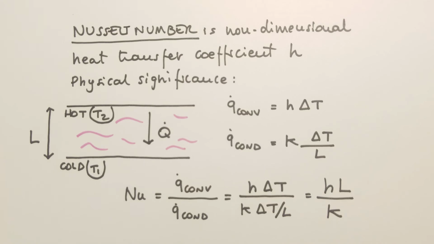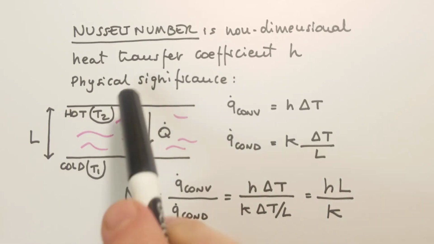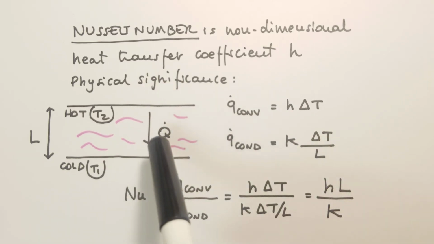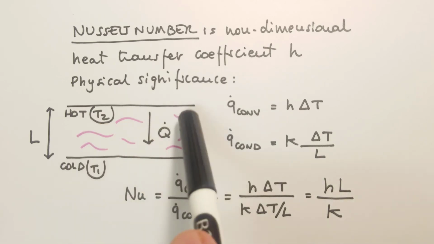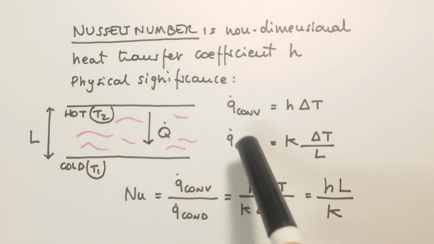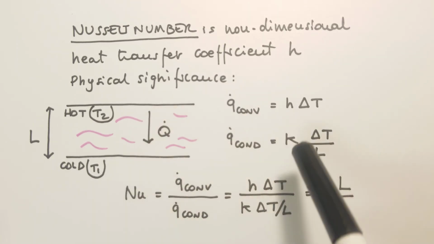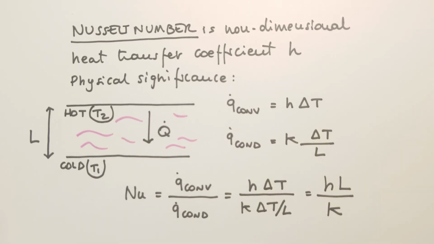Let's go back, for clarity, to the case of two parallel plates. The top plate is at temperature T2 and the colder plate is at temperature T1. These two plates are parallel to each other at a certain distance L. So we have heat transfer from the top plate to the bottom plate. We have some fluid in motion here. If we have some motion, then we have Q convection, h times delta T, Newton's law of cooling.